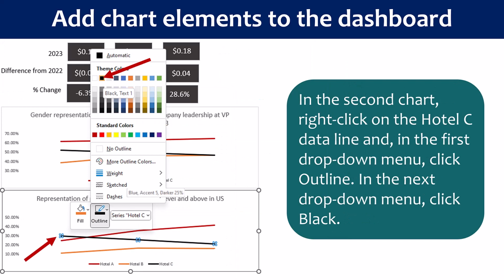Now we will repeat those steps to change the color for Hotel C in the second chart. Right-click on the Hotel C data line and in the first drop-down menu, click Outline. In the next drop-down menu, click Black.